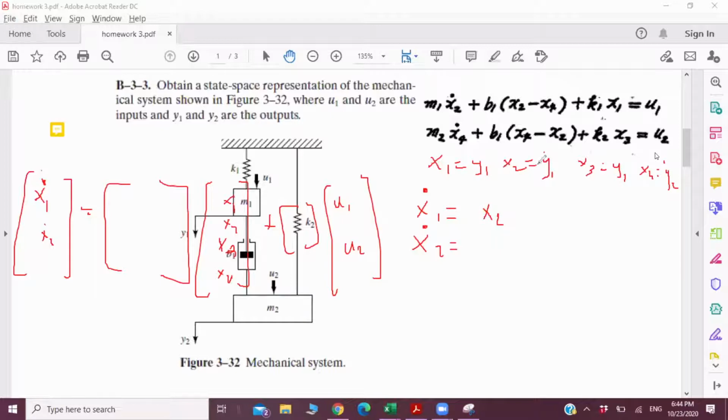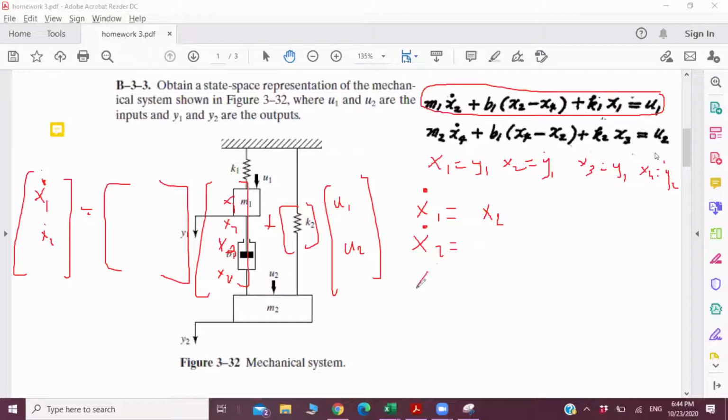So here the maximum we got is y1 prime, and that's x2. If I want to express x2 prime as a function of my x's and my inputs, I have to look at this equation here. The only thing prime is x2 prime, and I want to compute that. So I have x2, x4, x1, and u, and I'm allowed to have these here. So x2 prime will be equal to u1 minus b1, x2 minus x4 minus k1, x1 over m1.